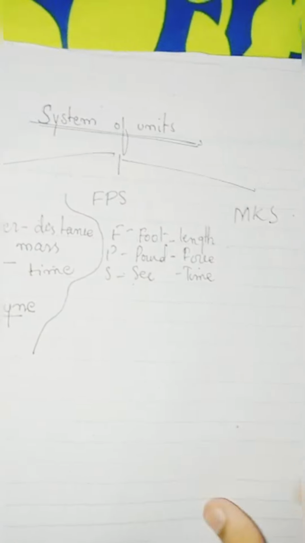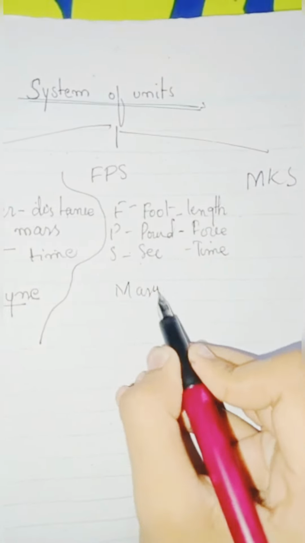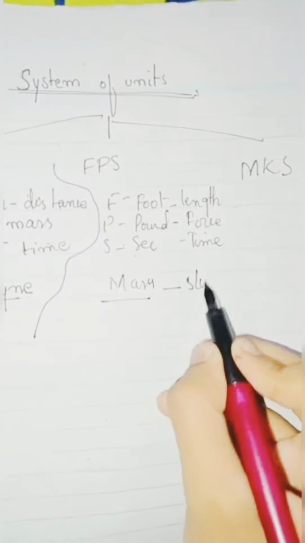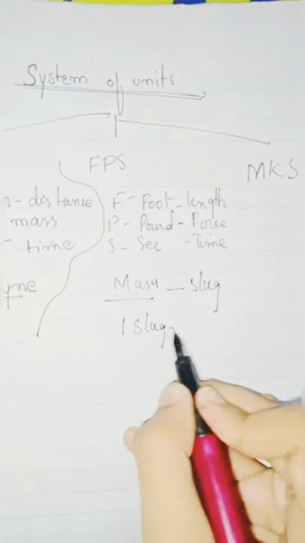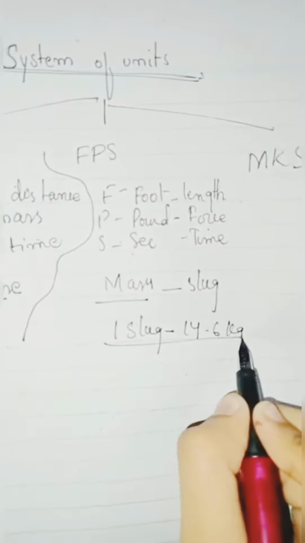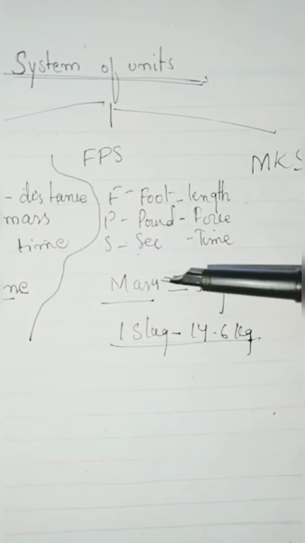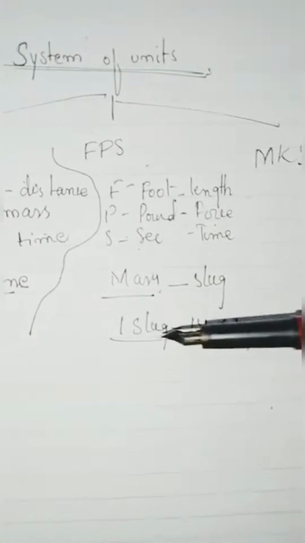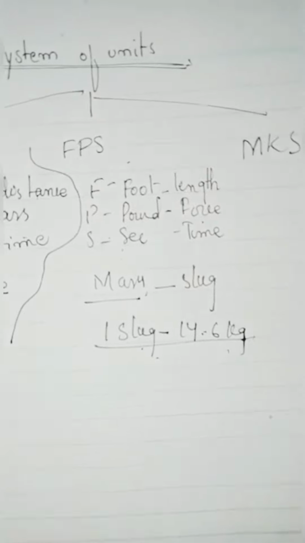In this system, mass is not a fundamental quantity, it is a derived quantity, and the unit of mass is slug. There is an important value: one slug is equal to 14.6 kilograms. Mass is a derived unit in FPS system.